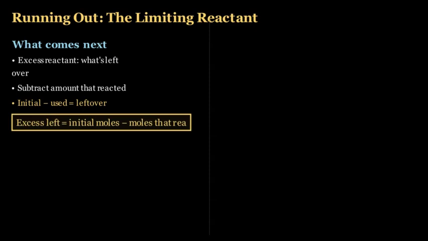So the whole idea is, the limiting reactant is the bottleneck that sets the maximum product, and you find it by letting each reactant take a turn at the mole ratio bridge.